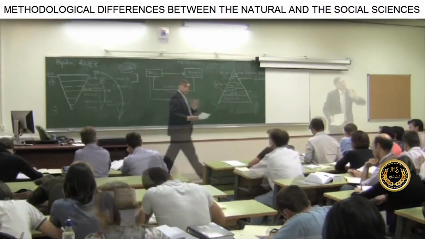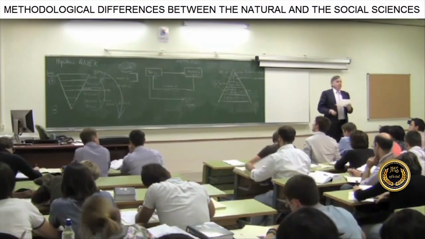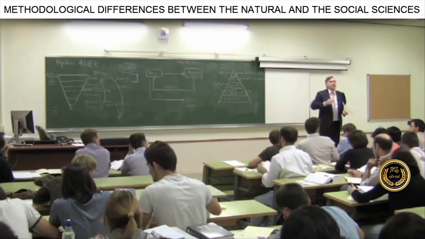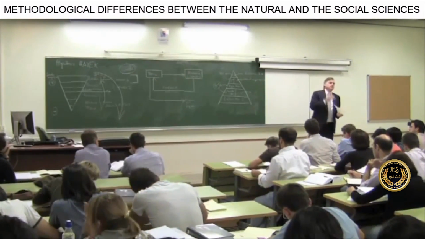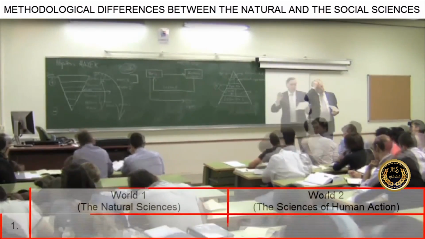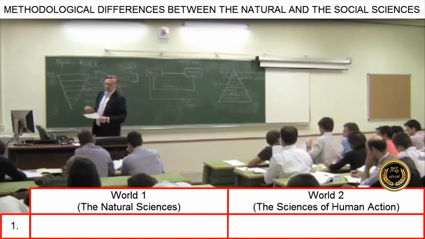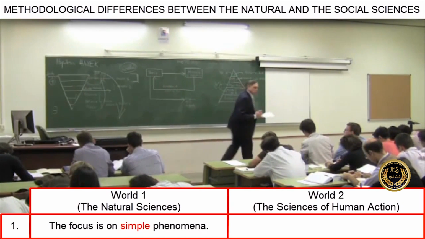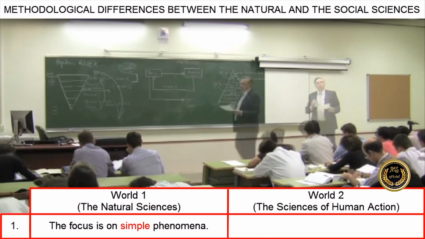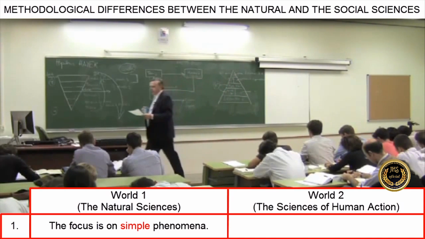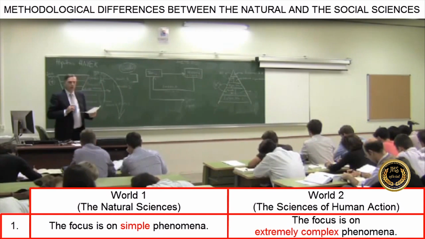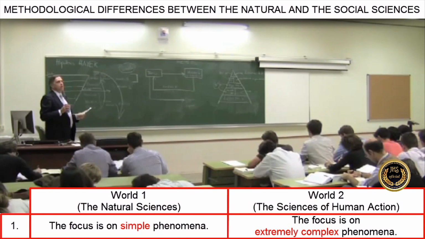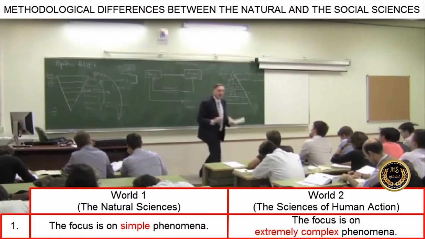To better understand the essential methodological differences between the world of the natural sciences and that of the social sciences, let's outline these differences by contrasting the two worlds. Point number 1. The natural sciences study relatively simple phenomena, while the sciences of human action study relatively complex, or if you will, enormously complex phenomena.